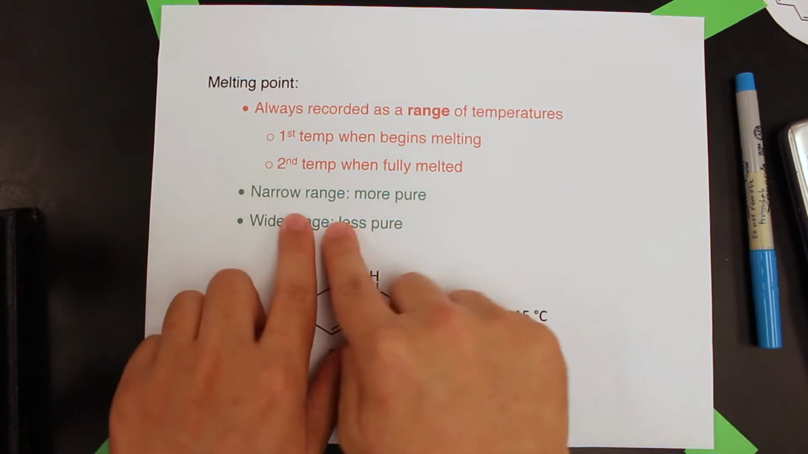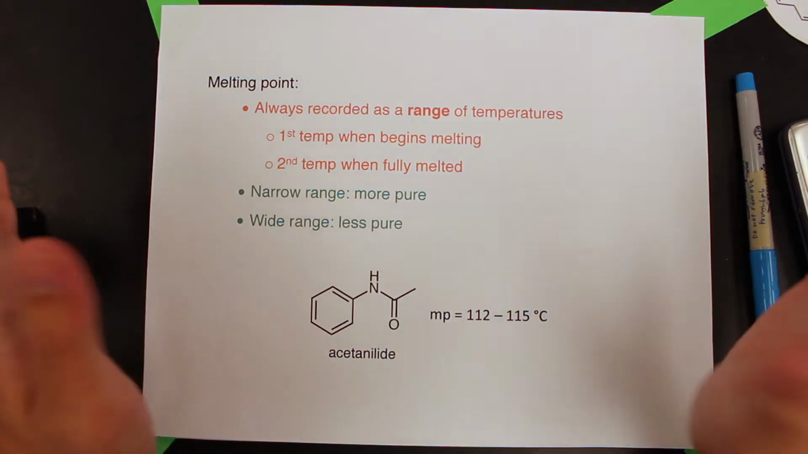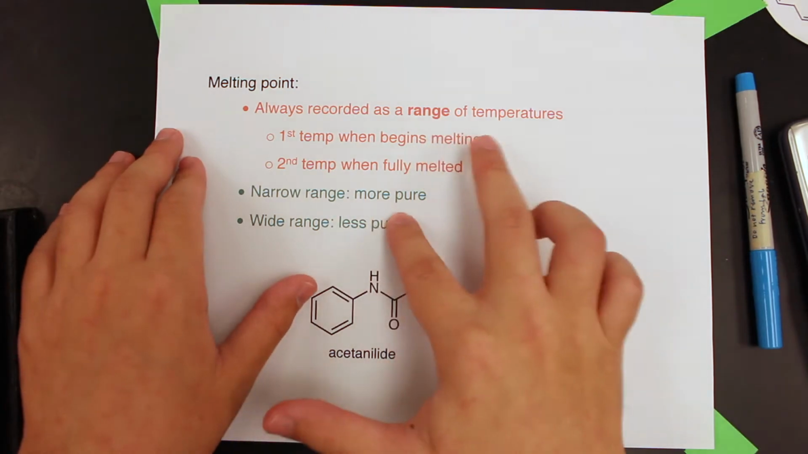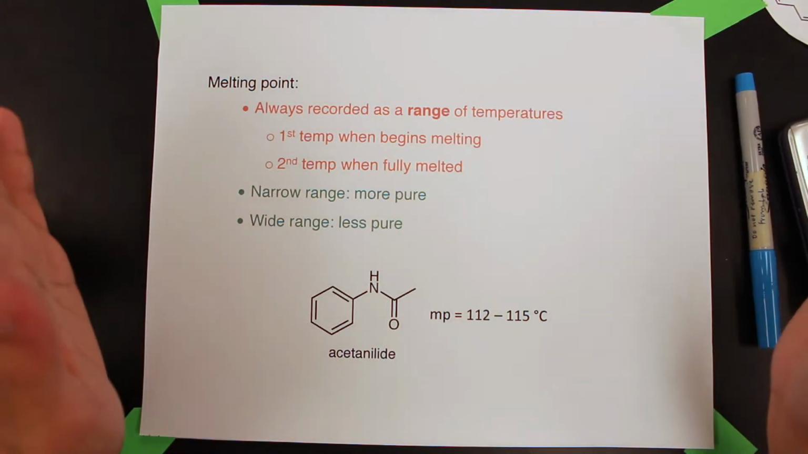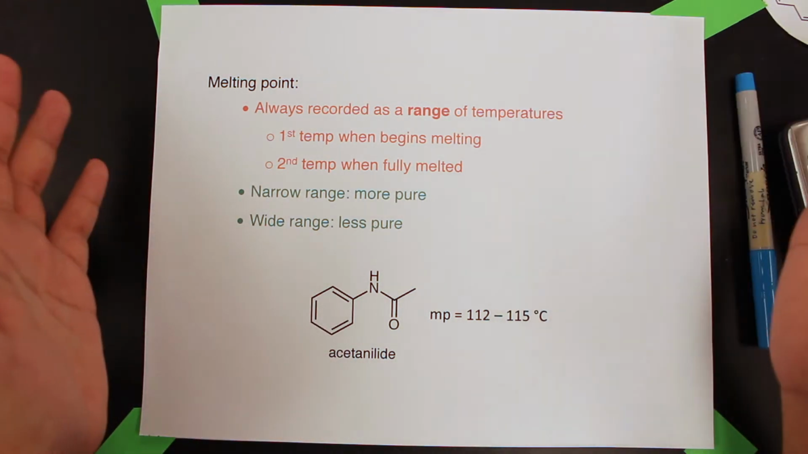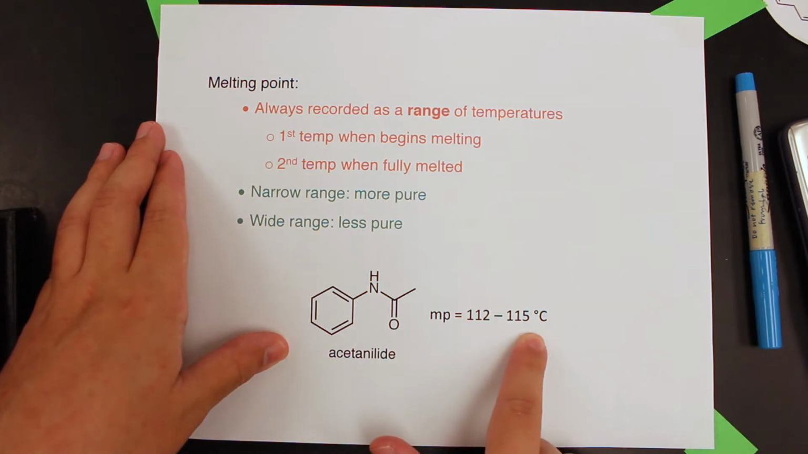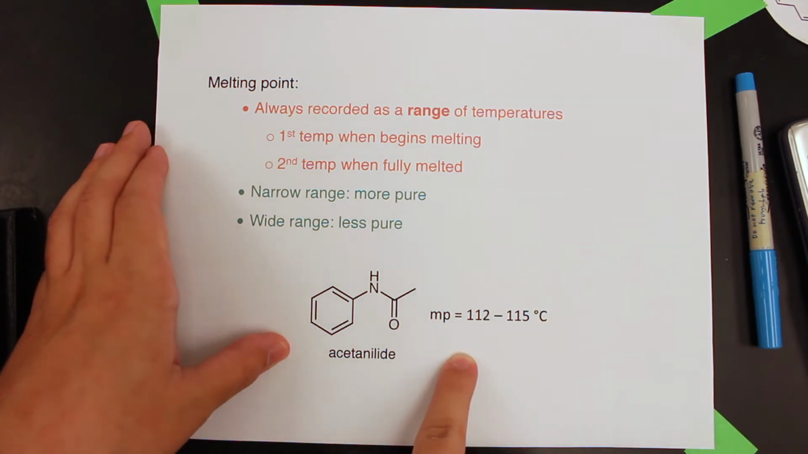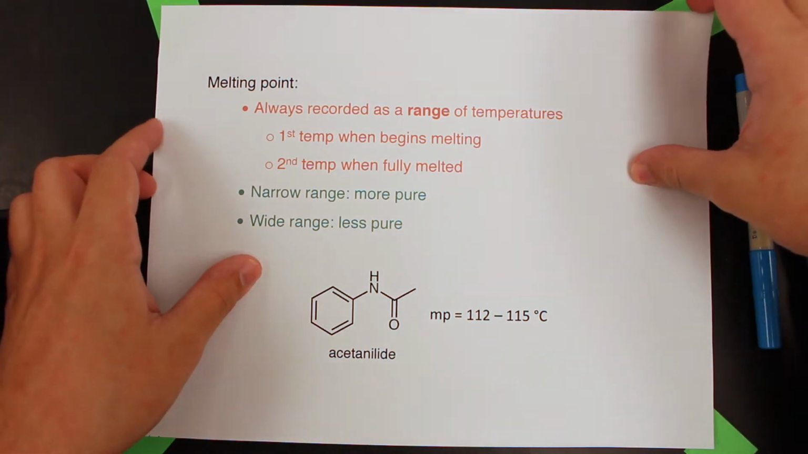The narrower that range is, ideally no more than perhaps a degree Celsius, the more pure the compound is. But if we have a very wide range, say 5 degrees or more, then our compound is said to be less pure. In the literature, acetanilide has a melting point of 112 to 115 C. So this is what we're going to be shooting for when we do our recrystallization. Thank you all for watching, and we'll see you in the experimental.